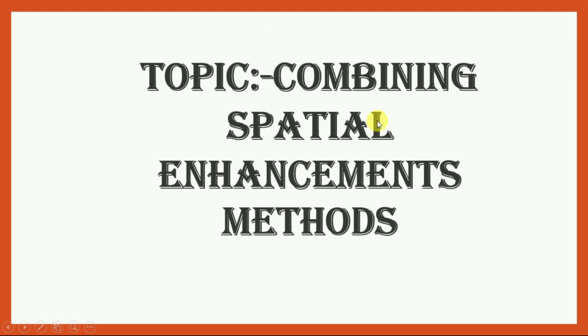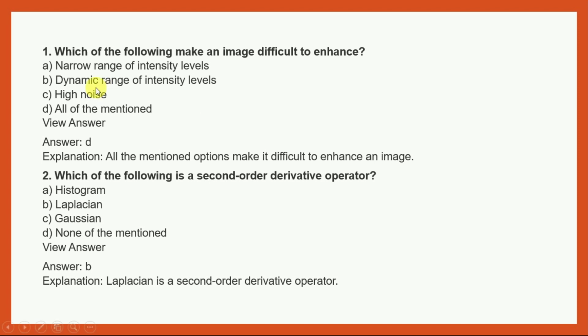Now the next topic is combining spatial enhancement methods. Means in that part we are going to see the enhancement methods, mainly spatial enhancement methods. The question is, which of the following make an image difficult to enhance? The answer is very clear, that is all the mentioned, because narrow range intensity level, dynamic range intensity level and high noise are difficult to enhance. So the right answer is all of the mentioned.